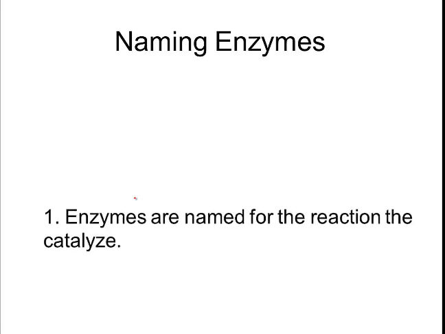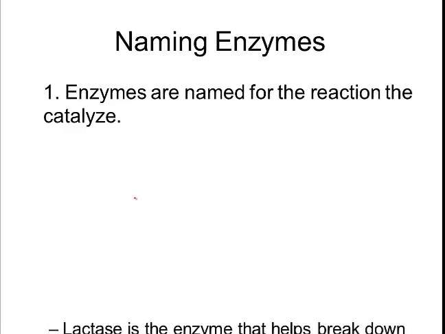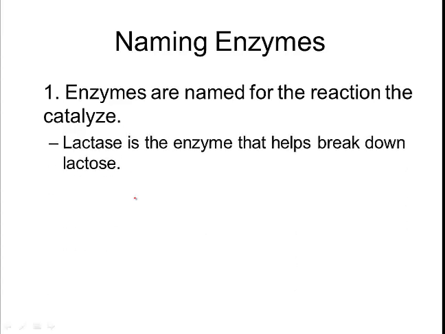All right. One last thing, when we talk about enzymes, there are some tricks to naming them. Okay? Enzymes are very often named for the reaction that they catalyze. So whatever the name of the reaction is that they are going to be speeding up, that will be part of their name. So lactase is an enzyme that helps to break down lactose. Lactose is a sugar, lactase is going to break it down. It sounds the same, right? You can see it.